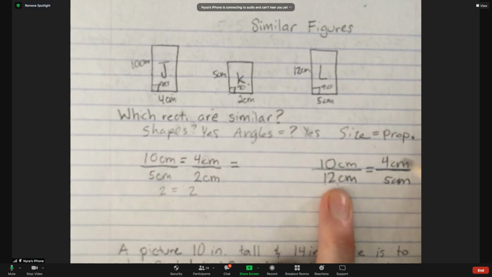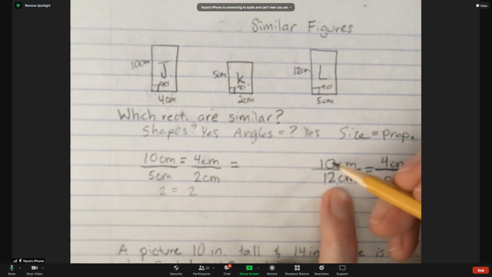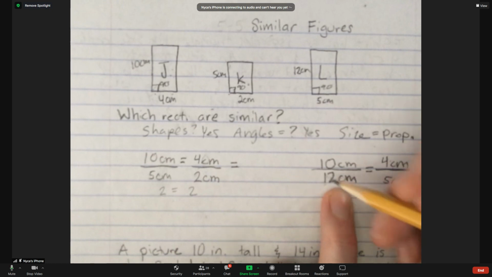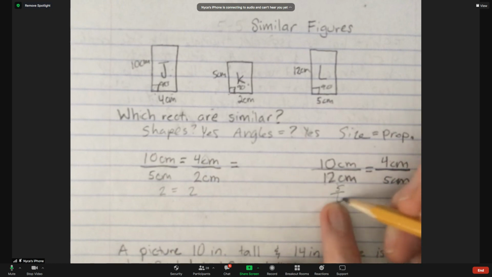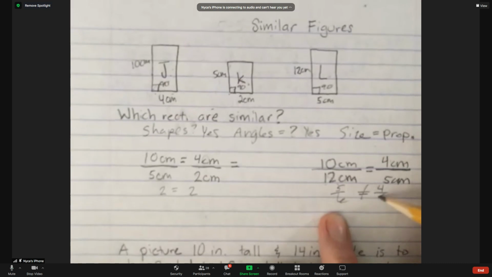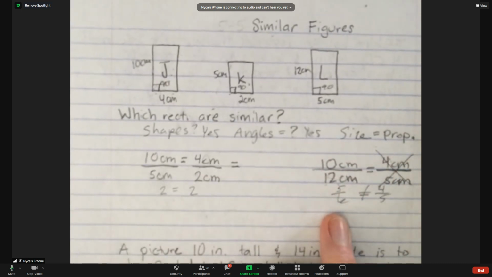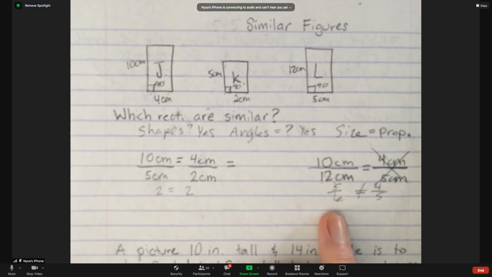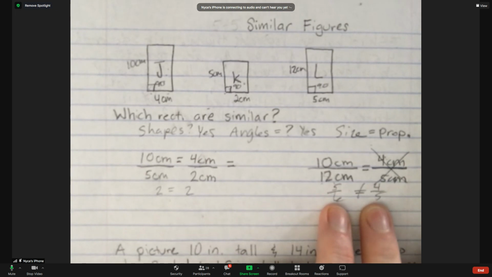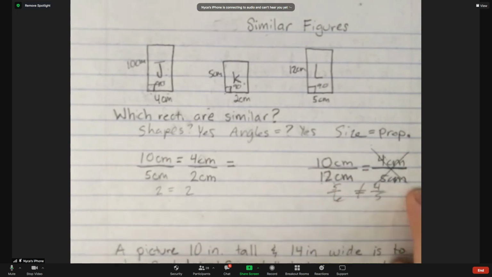This one right here, 4/5, if you were to simplify this, 2 goes into 10 5 times, 2 goes into 12 6 times. 5/6 does not equal 4/5. That tells you that this last one is not going to be in proportion because they are not proportionately the same. In other words, the ratios.